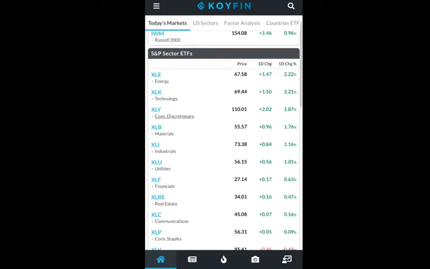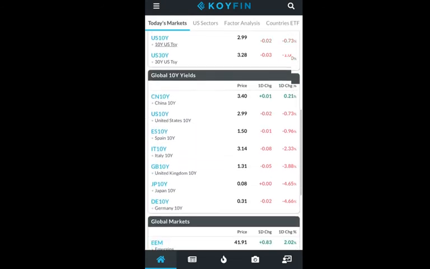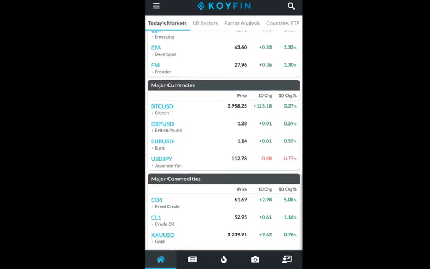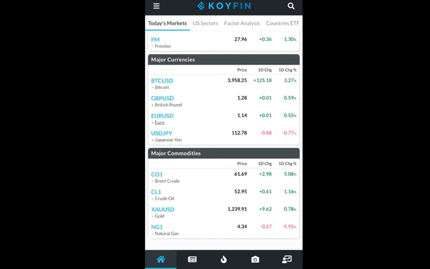Gold's on the mind. Bloomberg layout, but it's very customizable. Of course, like any Bloomberg layout, major commodities, they don't have gold in there. They have the XAU USD, which is I guess gold spot. Give you an idea what this looks like. I'm not compensated in any way for this.